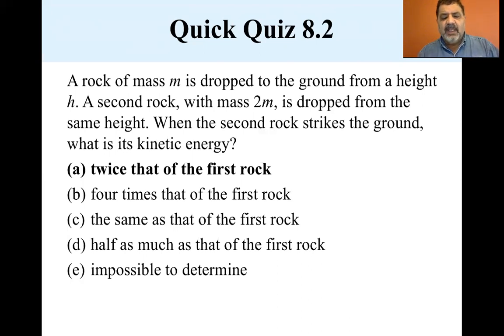The more massive rock has twice as much gravitational potential energy associated with it compared with that of the lighter rock. Because mechanical energy of an isolated system is conserved, the more massive rock will arrive at the ground with twice as much kinetic energy as a lighter rock. If it had twice as much potential energy, it's going to have twice as much kinetic energy when it lands.